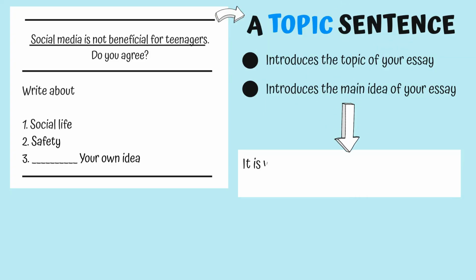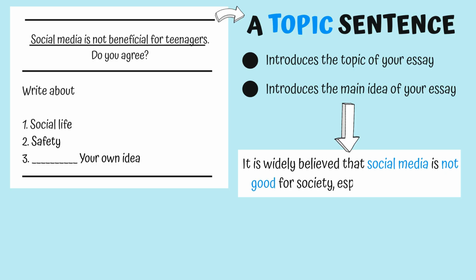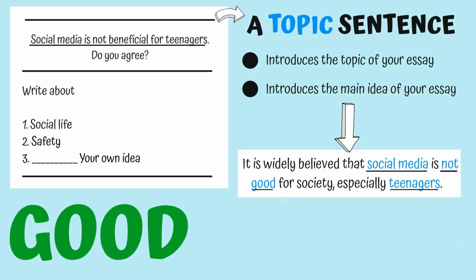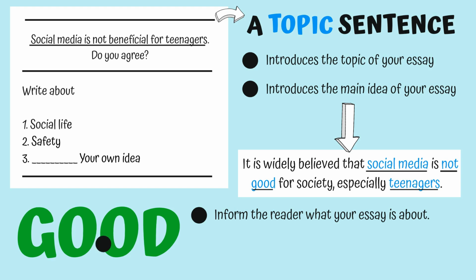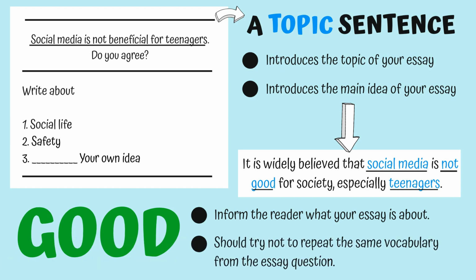For example, it is widely believed that social media is not good for society, especially teenagers. This sentence clearly introduces the essay topic, which is social media not being good for teenagers. A good topic sentence should inform the reader what your essay is about and should try not to repeat the same vocabulary from the essay question.